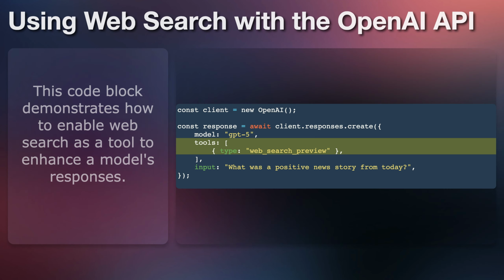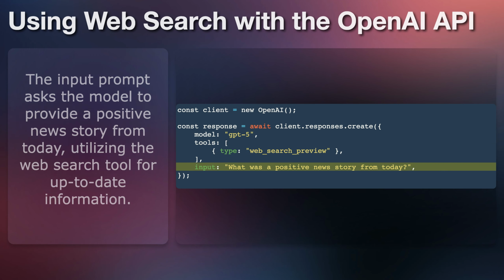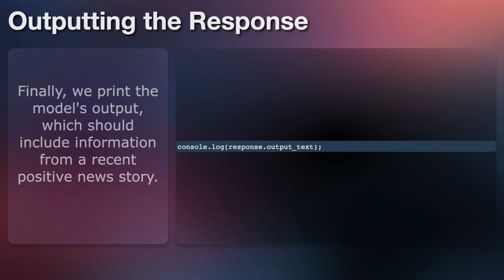This code block demonstrates how to enable web search as a tool to enhance a model's responses. The input prompt asks the model to provide a positive news story from today, utilizing the web search tool for up-to-date information. Finally, we print the model's output, which should include information from a recent positive news story.